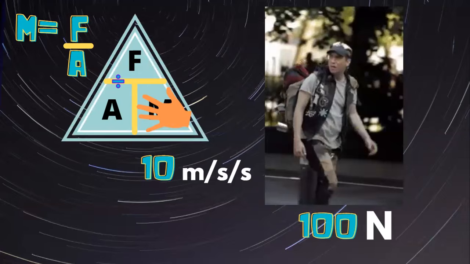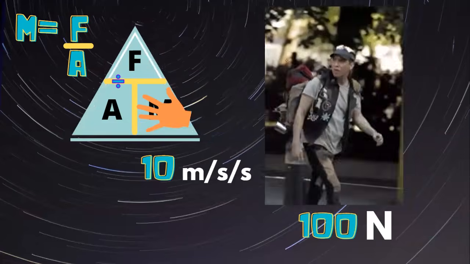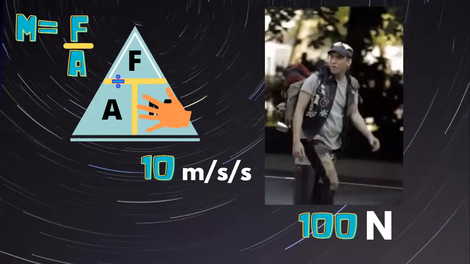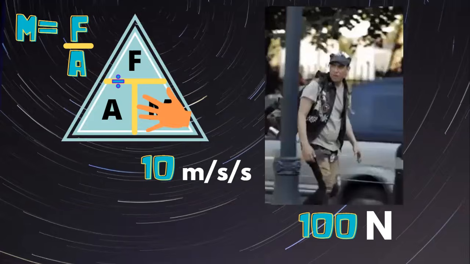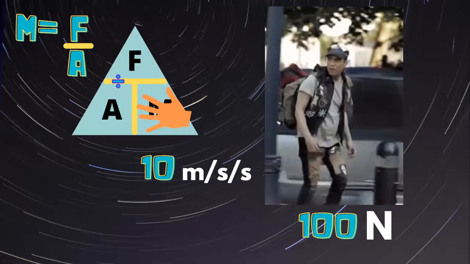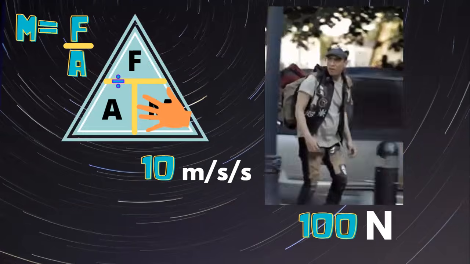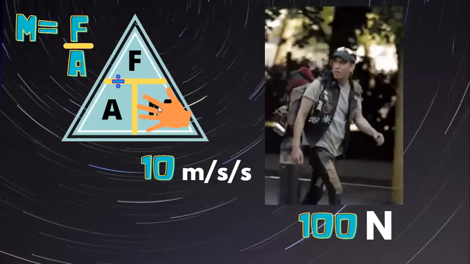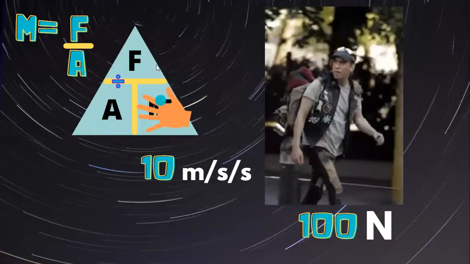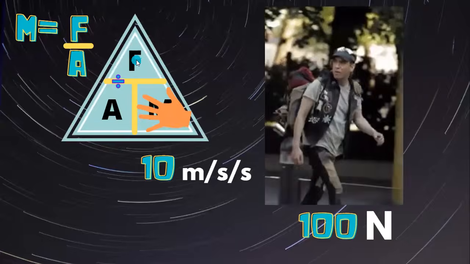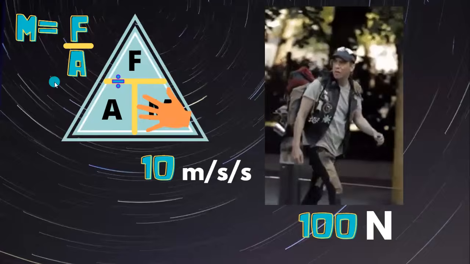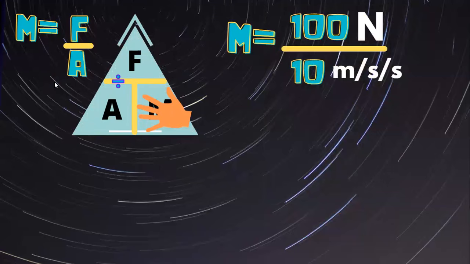Here we have a guy walking carrying a backpack. He is walking at 10 meters per second squared, and the force he's exerting is 100 newtons. So again, the thing we don't know is the mass. How much is he carrying? How much is he weighing? And so we are going to take force, our 100 newtons, divided by acceleration. So let's plug those numbers into our equation now.